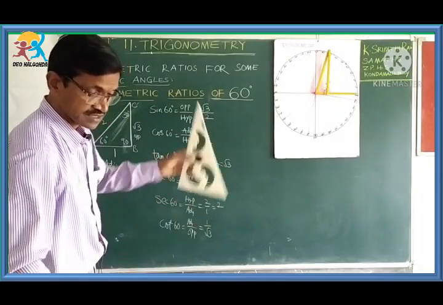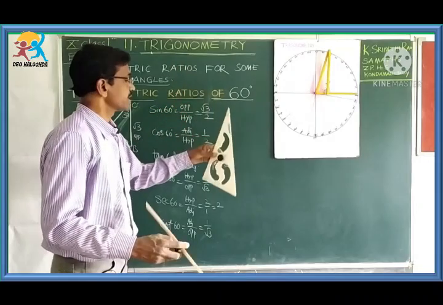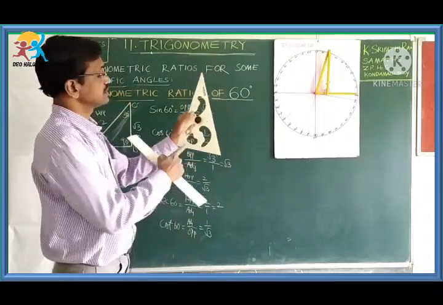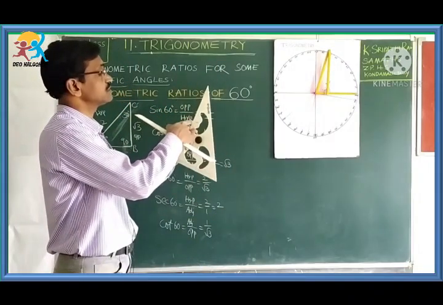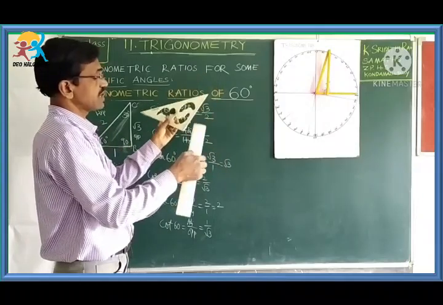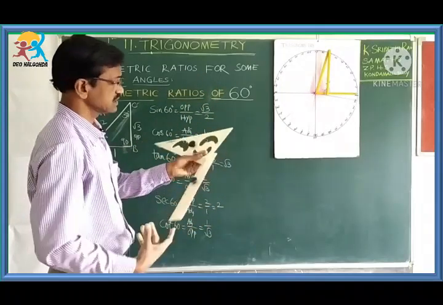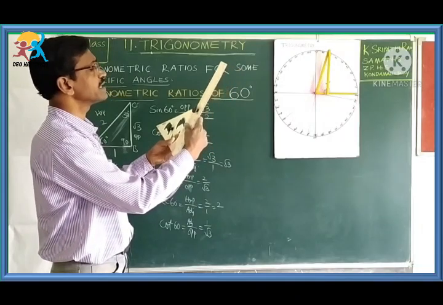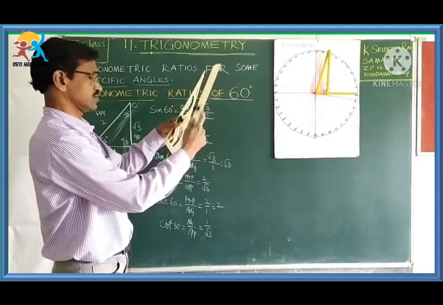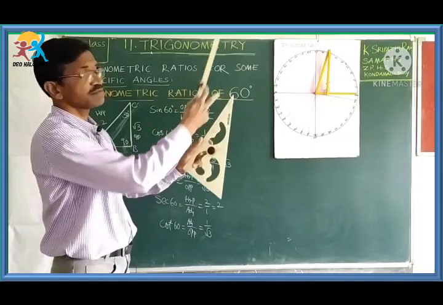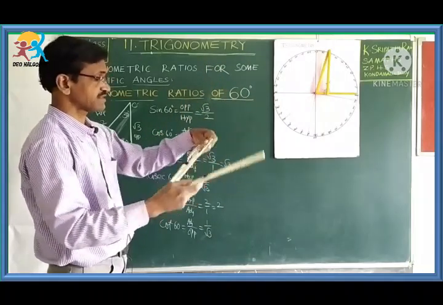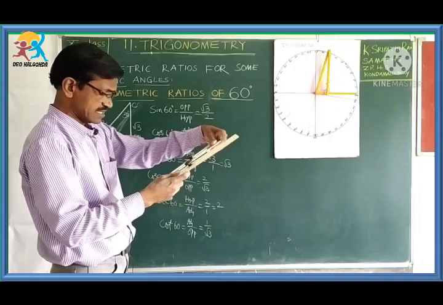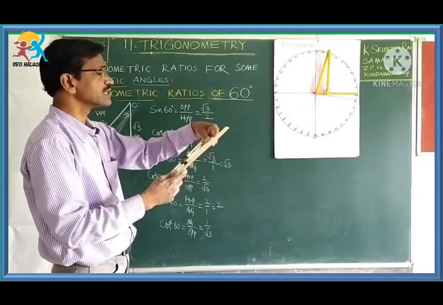If you take this triangle, this is 60 degrees, what will be the length of this side? This is how we have just now measured the length, this is 19 and this is 38. So what will be the length of this one? Approximately the length of this side is 33.